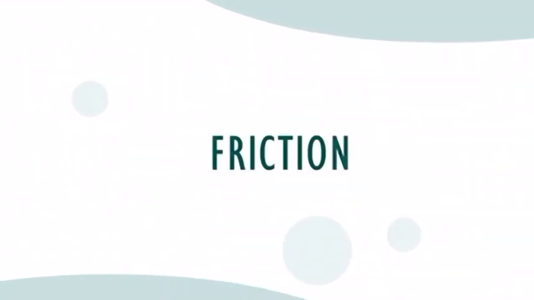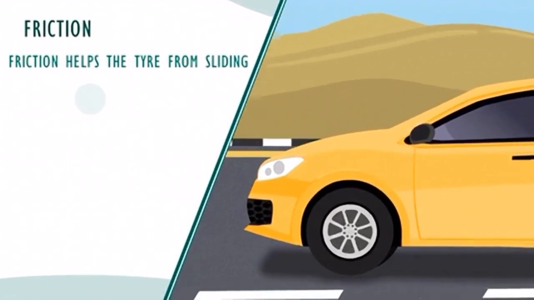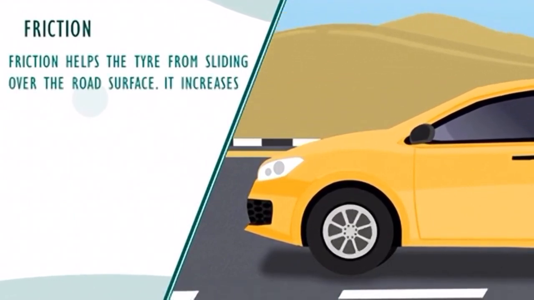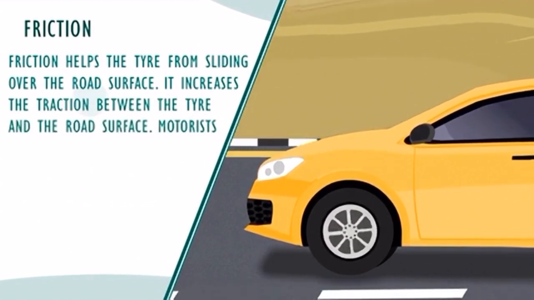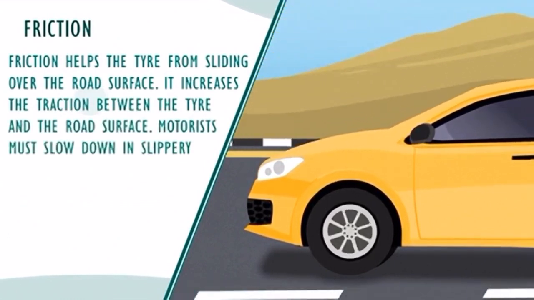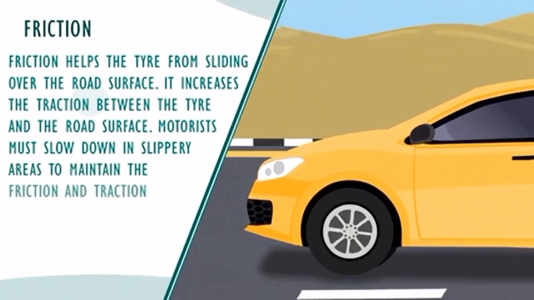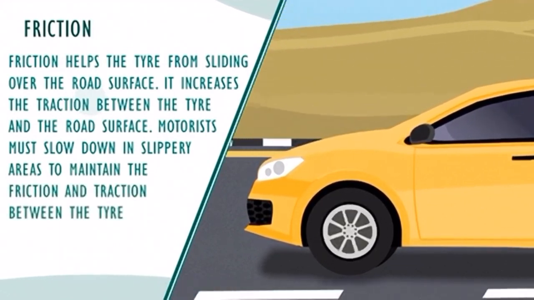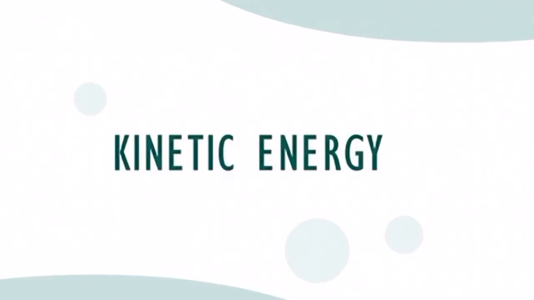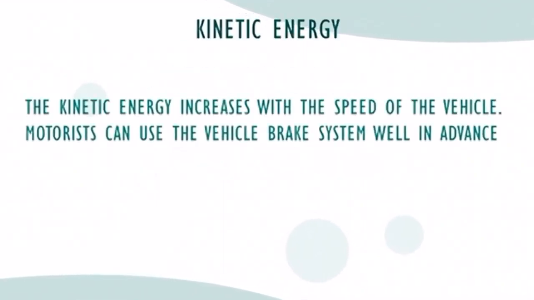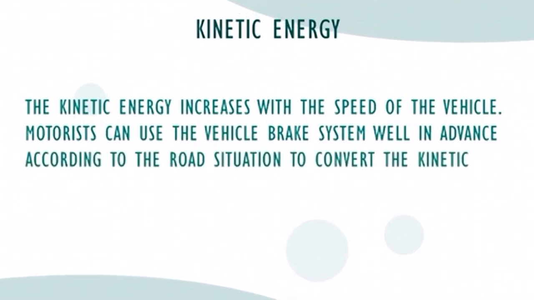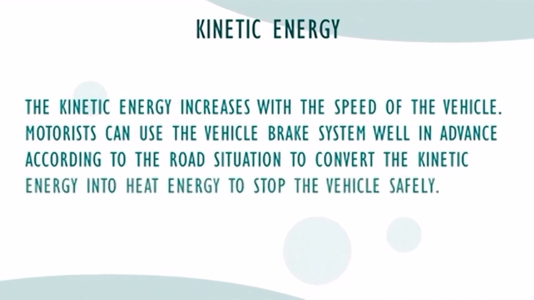Friction helps the tire from sliding over the road surface. It increases the traction between the tire and the road surface. Motorists must slow down in slippery areas to maintain the friction and traction between the tire and road surface. The kinetic energy increases with the speed of the vehicle. Motorists can use the vehicle brake system well in advance, according to the road situation, to convert the kinetic energy into heat energy to stop the vehicle safely.